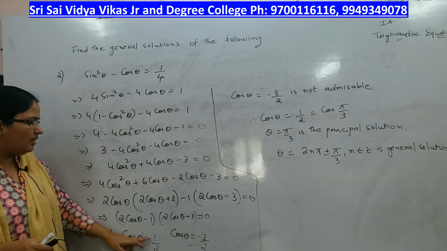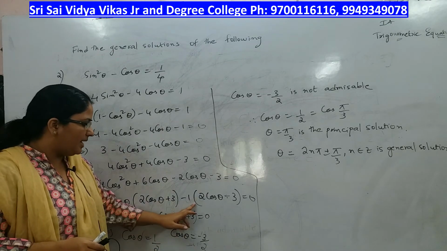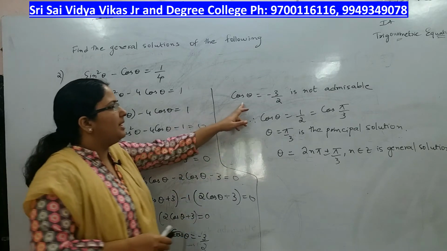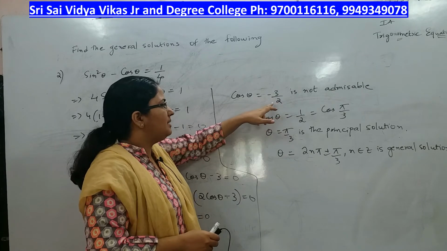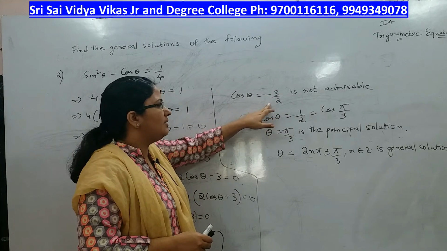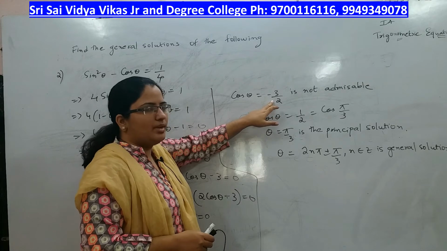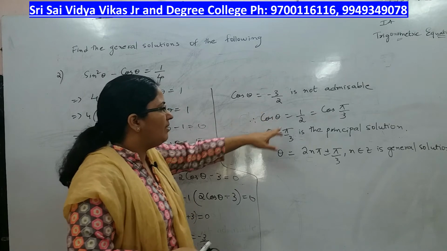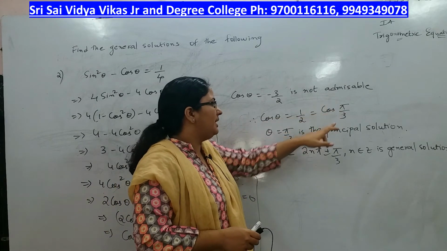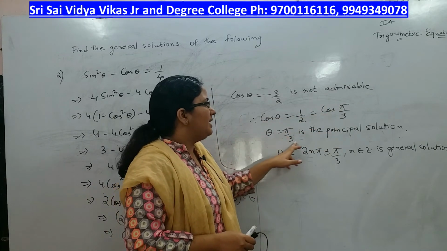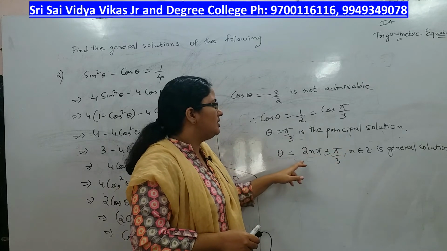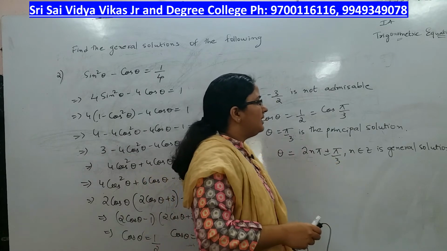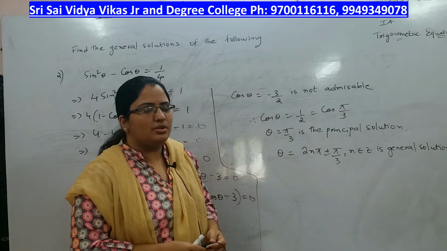Here cos θ is equal to 1/2. Here cos θ is equal to -3/2. So cos θ = -3/2 is not admissible, because the cos θ range is -1 to 1. If you calculate this, you will get -1.5, which is not a value of cos θ. So cos θ is equal to 1/2, that is equal to cos π/3. θ = π/3 is the principal solution. The general solution will be 2nπ ± π/3, where n belongs to Z. That is the general solution.